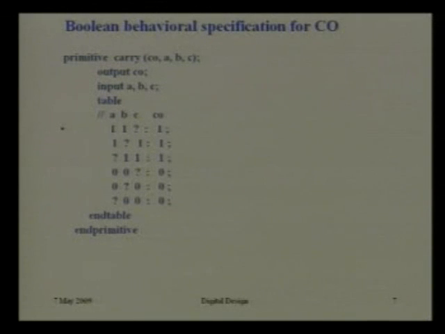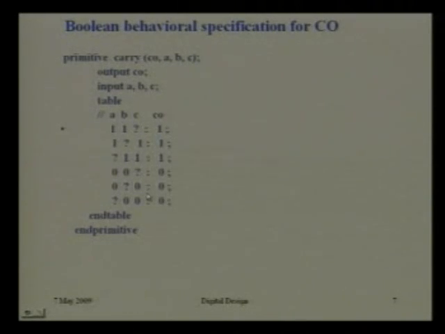See, I can represent behavior in different ways, as I told. This is the truth table. ABC are the 3 inputs, and there is carry out. For 1 1 0 and 1 1 1, the carry out is 1. The question mark means don't care, 0 or 1. Similarly, for 1 0 1, it is 1 whether the other input is 1 or 0. This is nothing but all possible combinations of inputs. This is my truth table.